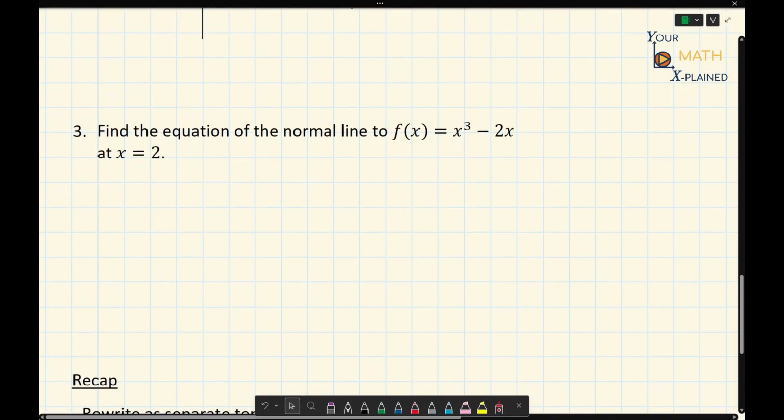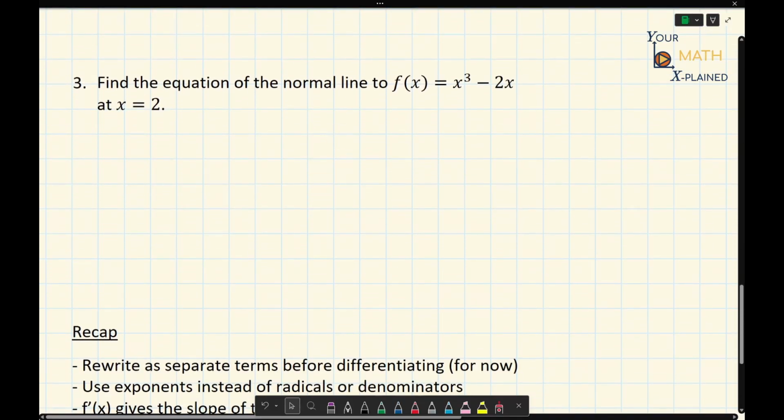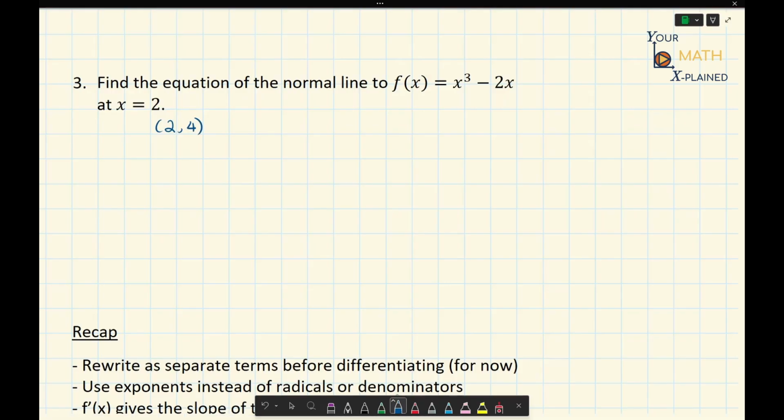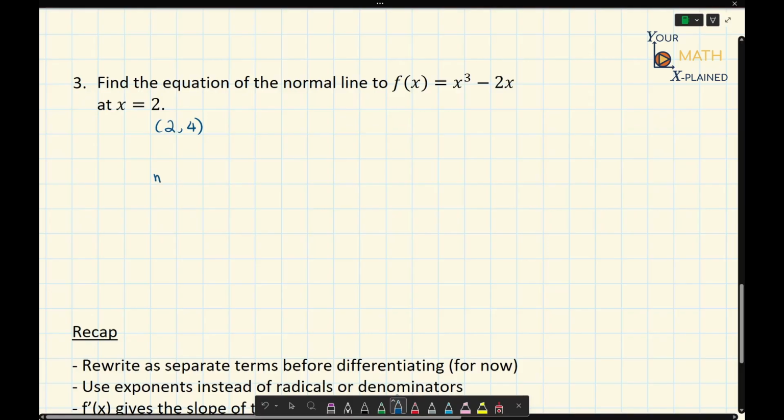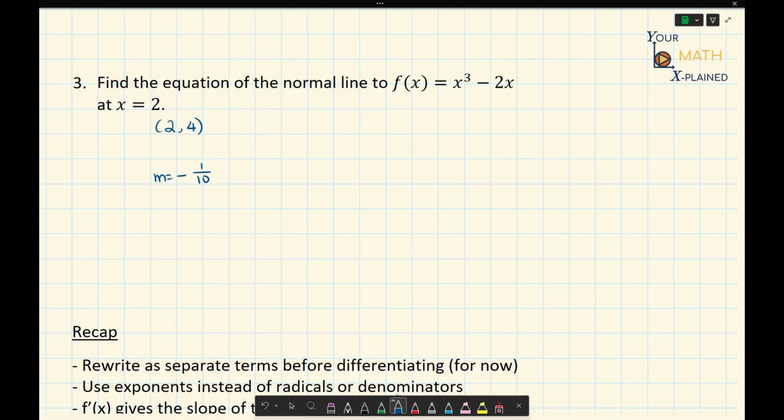So using our previous example, we want to find the equation of the normal line to our function f of x at x is equal to 2. Well, earlier we found that the point here is (2, 4). And then for our tangent line, we had a slope that was 10. This means the slope of our normal line is going to be negative 1 over 10. So therefore, the equation of the normal line here is y minus 4 is equal to negative 1 over 10 times x minus 2.